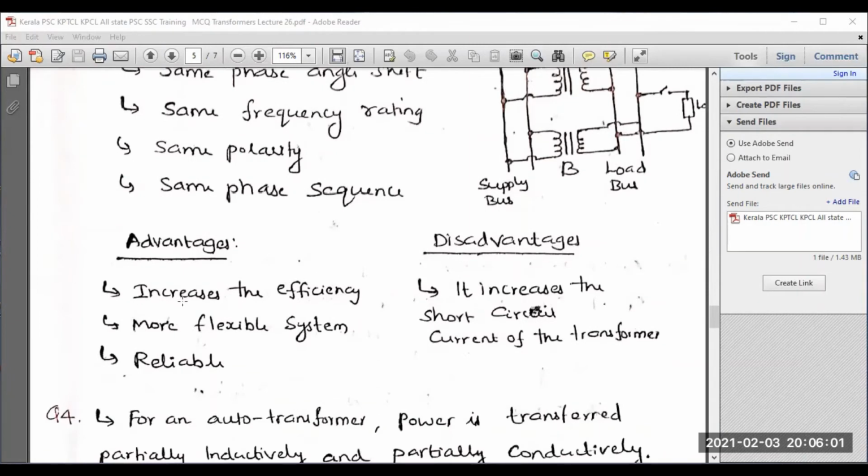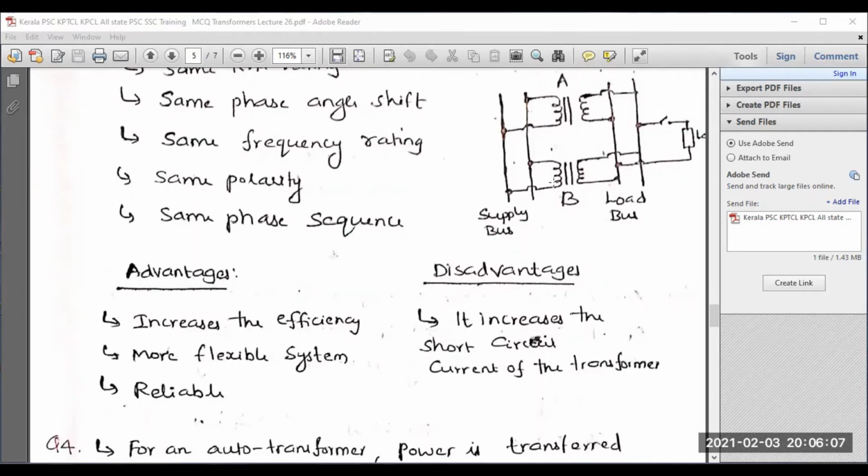What are the advantages? Obviously, it increases the efficiency, gives a more flexible system, and it is reliable. Regarding the drawback, when you connect the transformers in parallel, obviously short circuit current will be increased. Okay, so these are the pros and cons of parallel operation. Altogether, if you look at it, it is really economical.